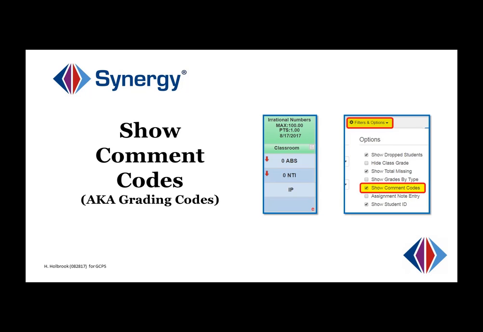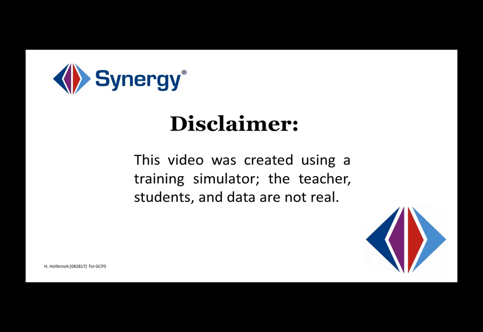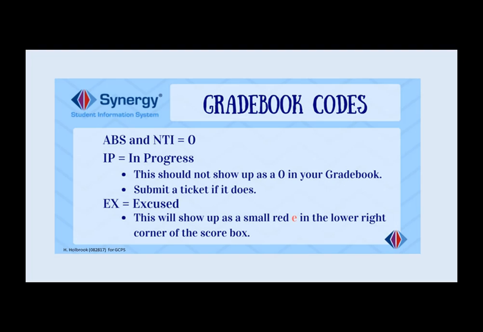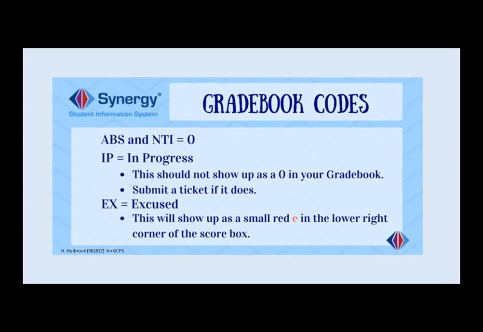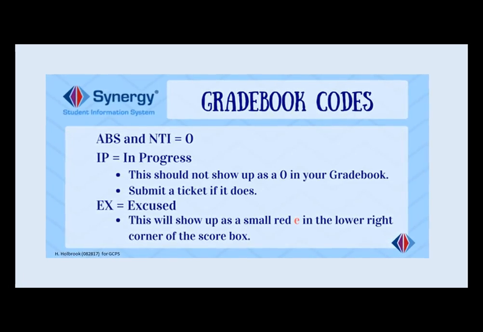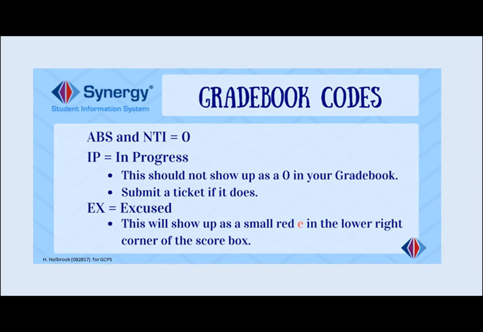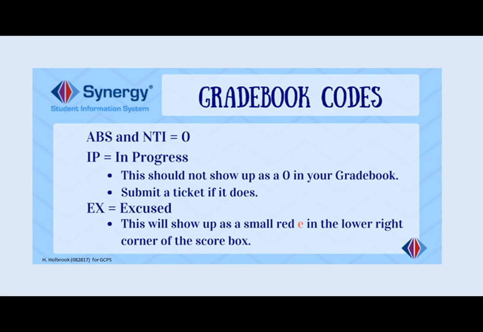Viewing the grading codes ABS, NTI, IP, and EX. This image is available on the training page. It shows what are now called comment codes in the gradebook. ABS and NTI equals 0, IP still equals in progress, and EX is the new code for excused.